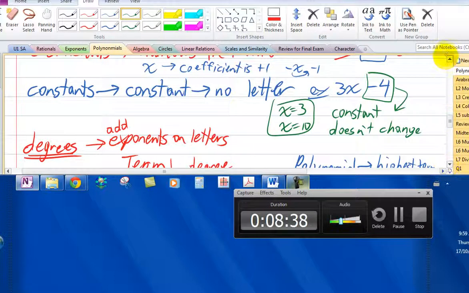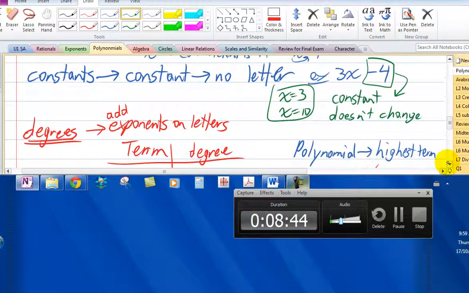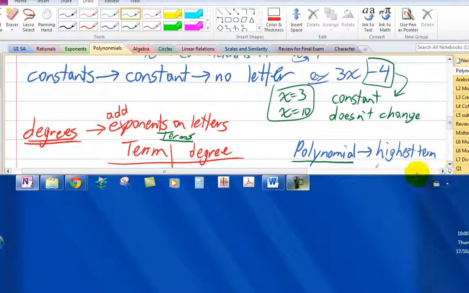Degrees. All right, so degrees, there's 2 things you got to look at: the degree of the term, and the degree of the polynomial. So for the terms, we can do a little chart, with degree of the terms and degree of the polynomial. Basically, you want to add the exponents on the letters.